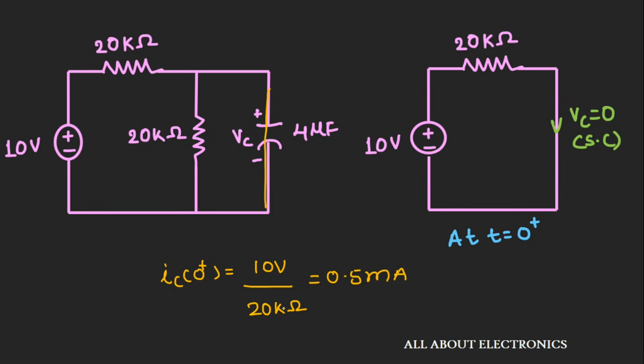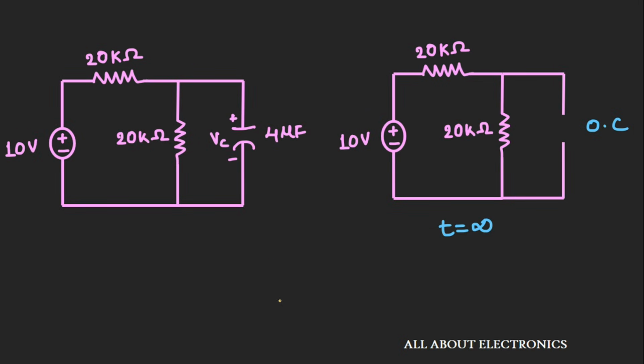So now let us see the circuit at time t equal to infinity. At time t equal to infinity, this capacitor will act as an open circuit, and as this capacitor acts as an open circuit, there will not be any current flowing through this capacitor, or we can say that IC(infinity) is equal to 0. In this way, we found the value of capacitor current at time t equal to infinity, and the value of capacitor current at time t equal to 0, that is 0.5 milliampere.